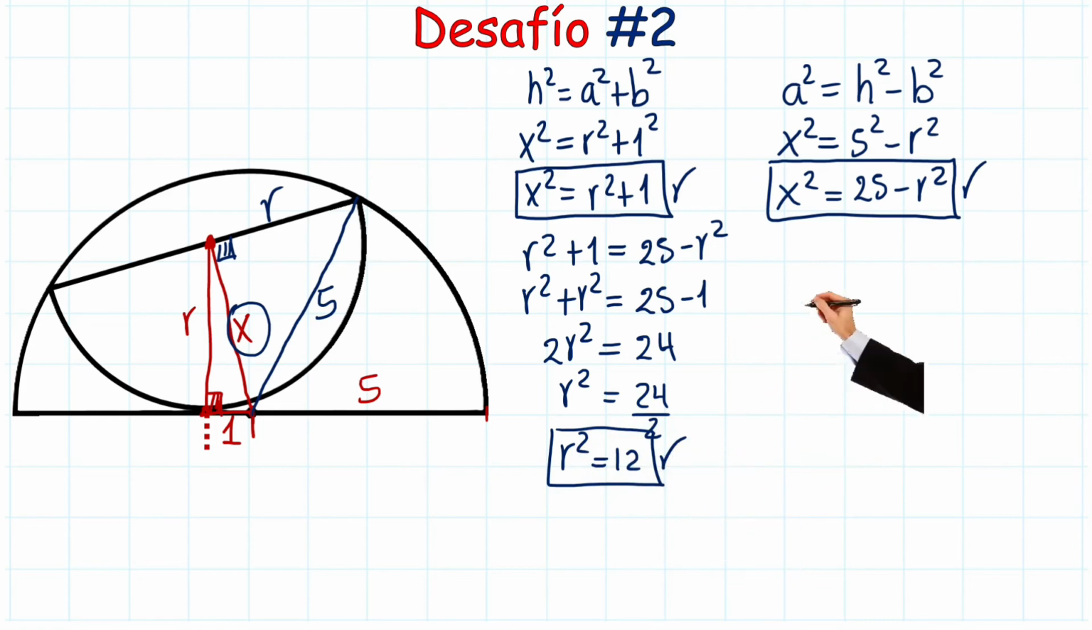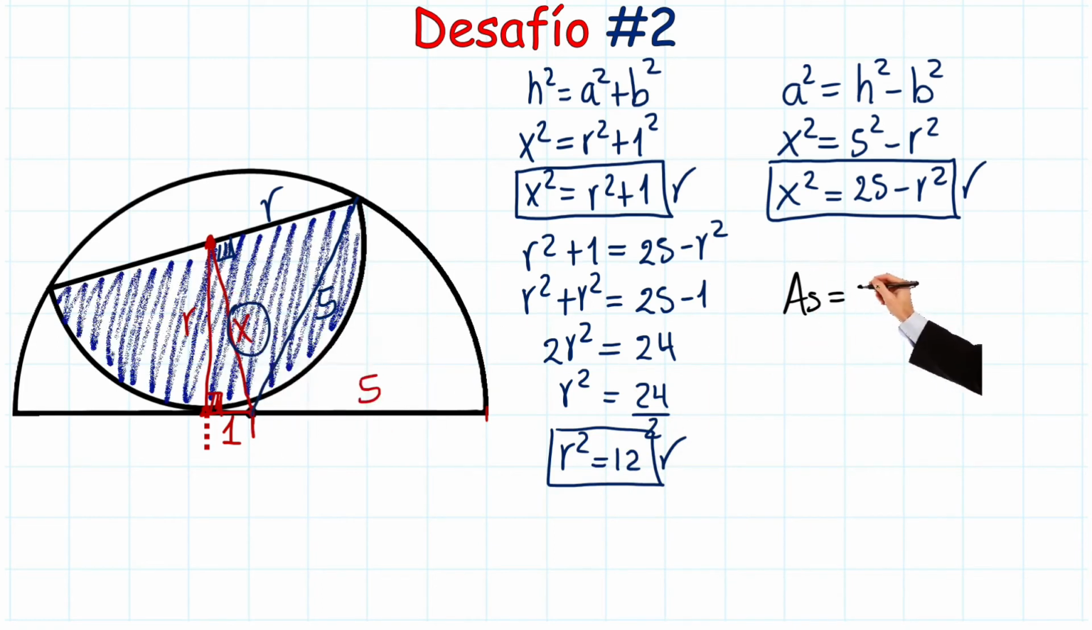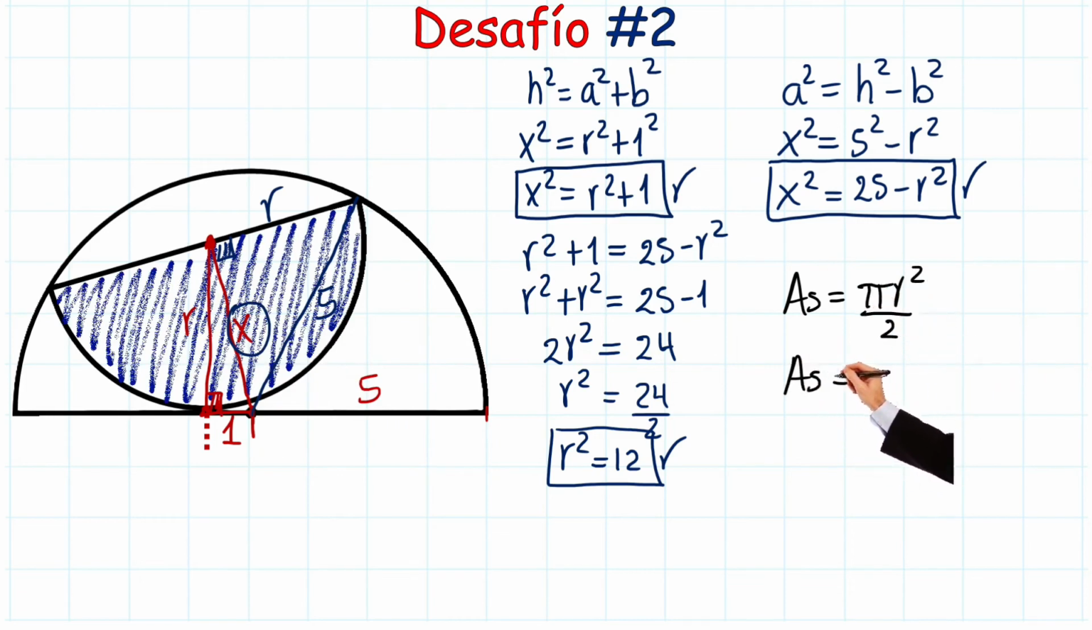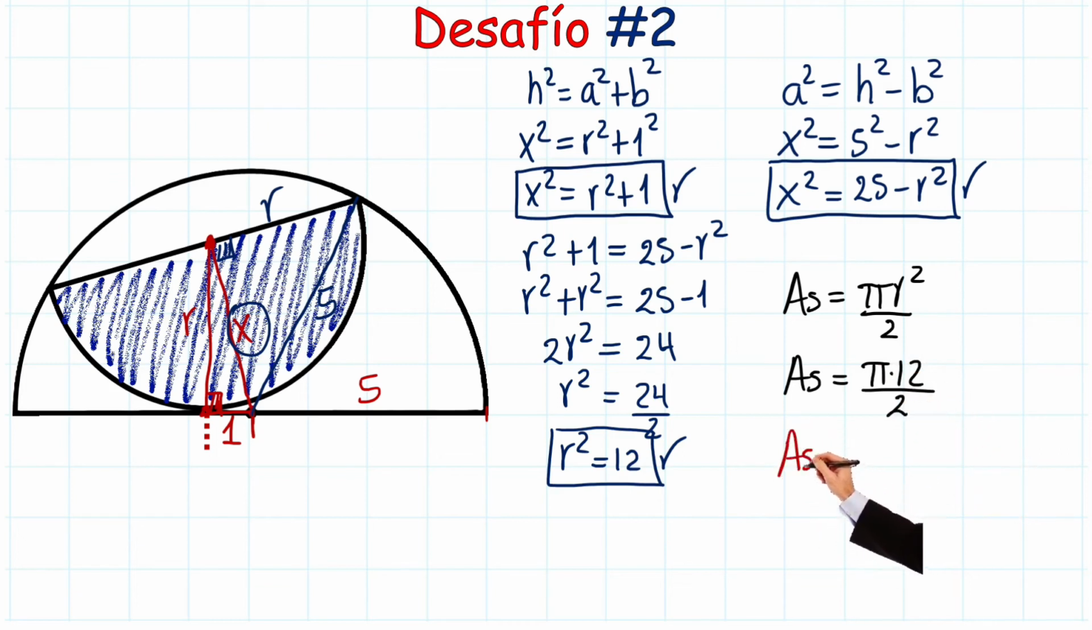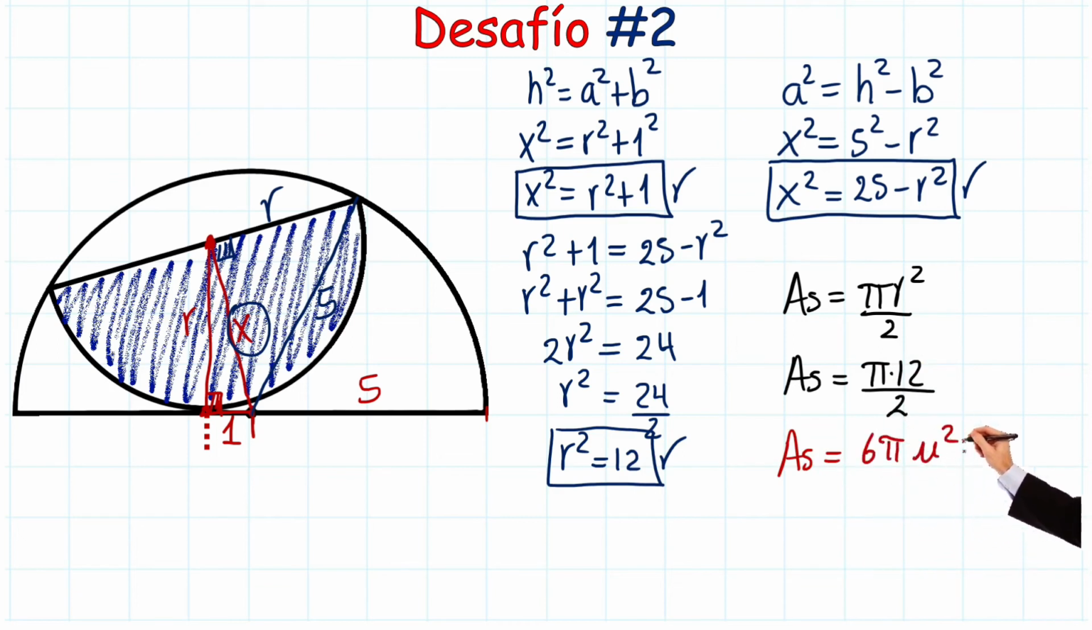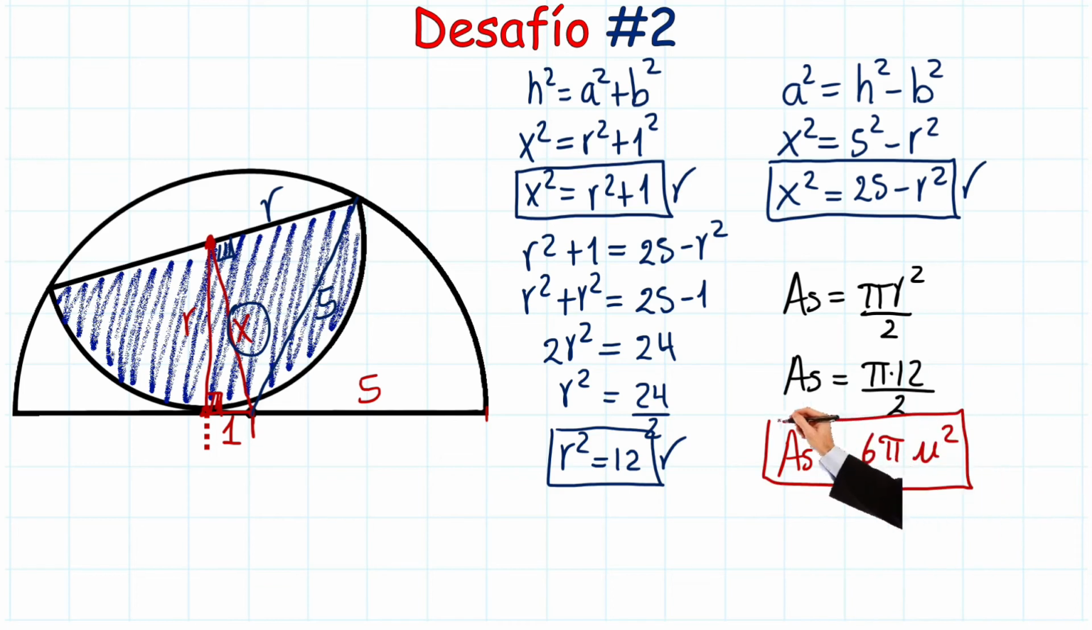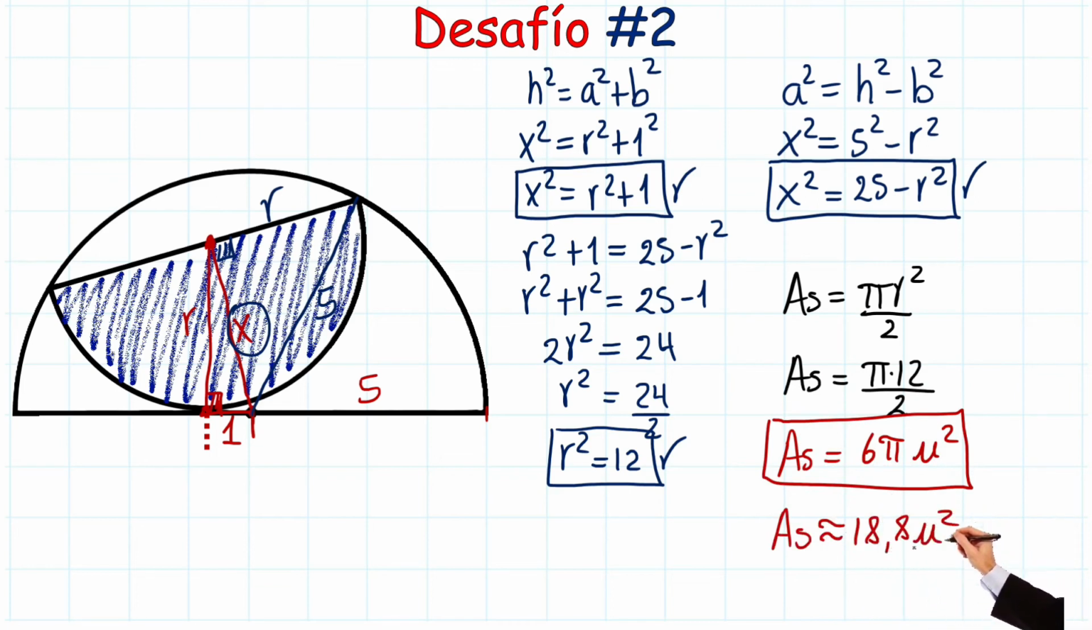Well, that's enough because, ladies and gentlemen, the shaded area is the area of the semicircle, which is pi times radius squared over 2. And tell me, how much is it? What is the square of r? We already have the square here, 12. It's fantastic. Divided by 2. So what do we have? We have that the shaded area is going to be 12 divided by 2, which is 6 pi square units. Phenomenal. And we're also going to leave an approximation. The shaded area is approximately 18.8 square units.